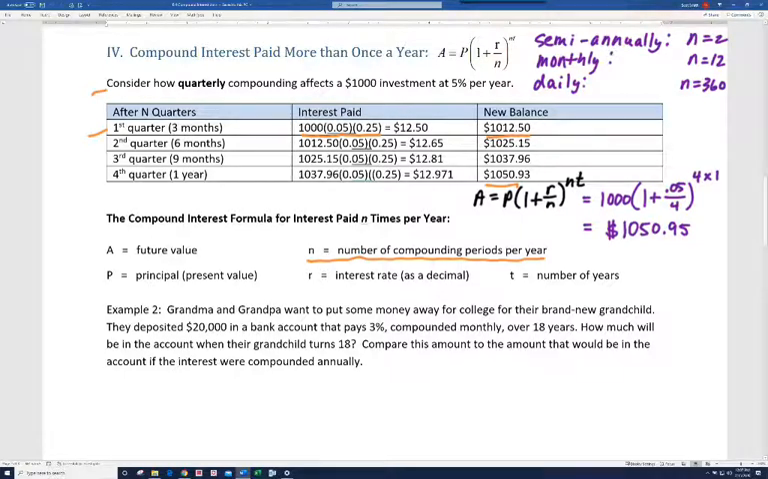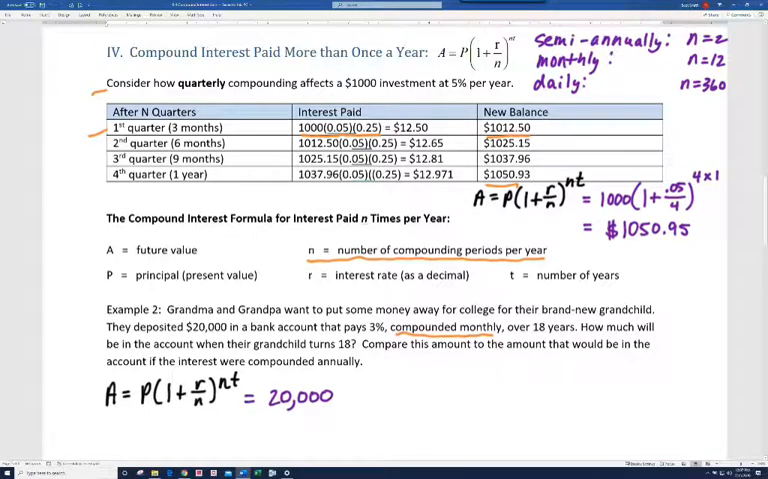All right, so here the interest is compounded monthly. So notice n is going to be 12, because 12 times a year the interest will be applied to the account. So let's go ahead and get started. I'll write down the formula.